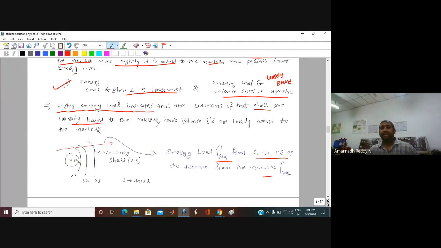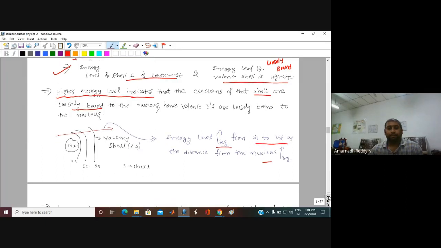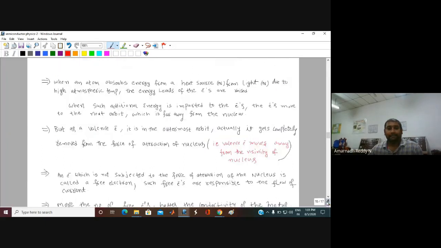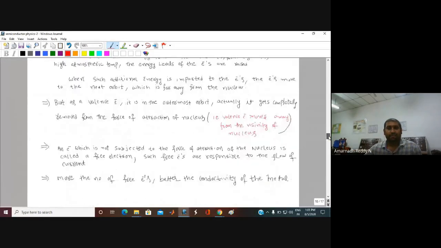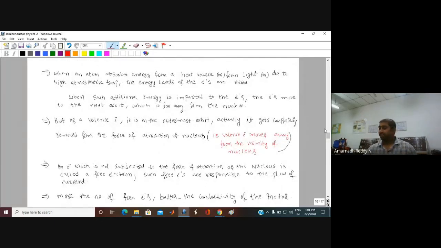So if you apply energy, obviously electrons are able to jump from the outermost shell or valence shell to the conduction band. This is basics, just some theory part. Once we finish this theory, it is full of circuits only, so don't get disappointed with this theory.